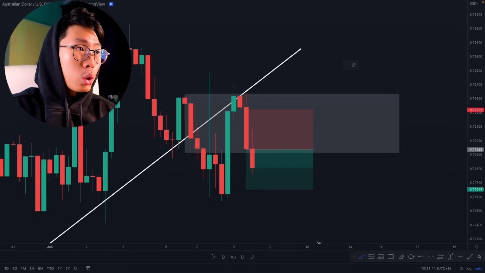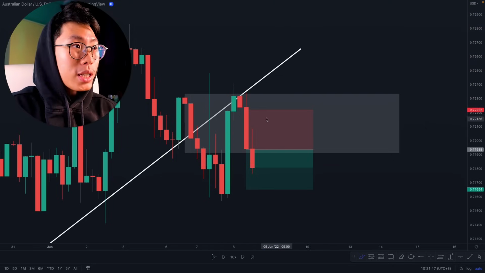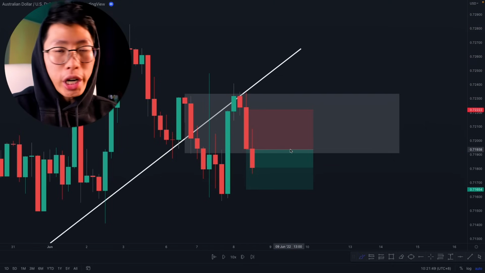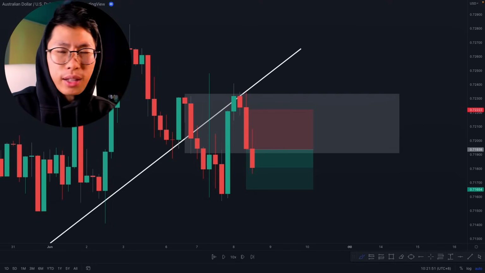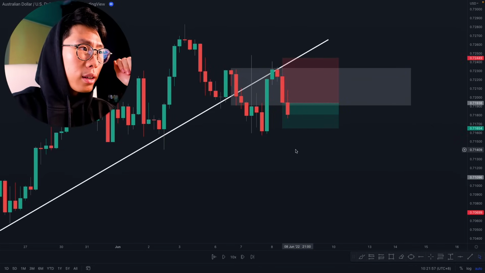Like if price wanted to continue this uptrend, it would just continue going up like this. But no, price did not do that. Price gave us a rejection in this area, which shows us that this is a very valid retest. So I'll place my stop loss above this rectangle area.